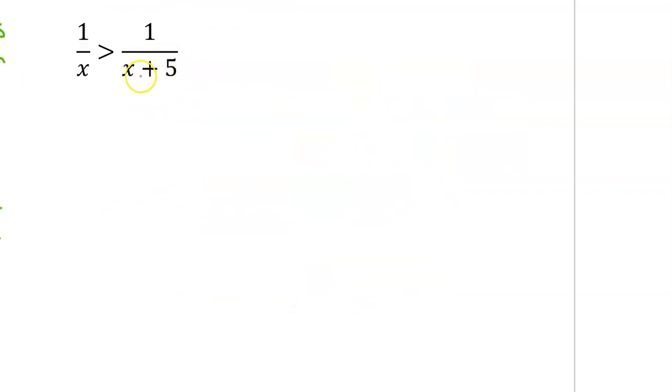Last one. This problem has one extra step to it. We need to get 0 on one side, so I am going to subtract this entire fraction from both sides of the inequality. In other words, I'm basically going to move this fraction over to the left and make it negative. So now we have this.